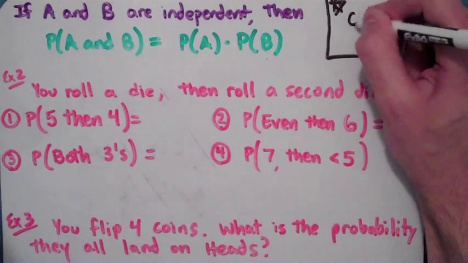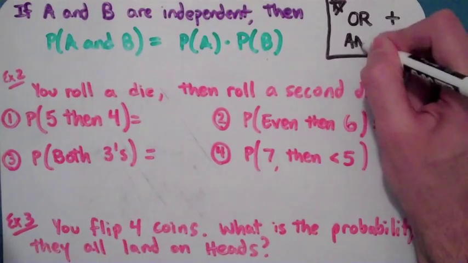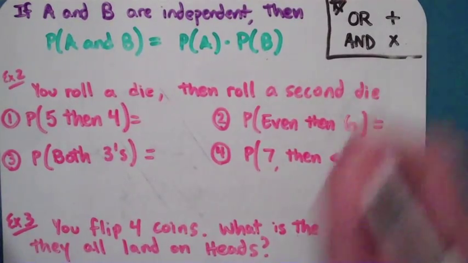When you see OR, you are going to be adding your probabilities. When you see AND, you are going to be multiplying.